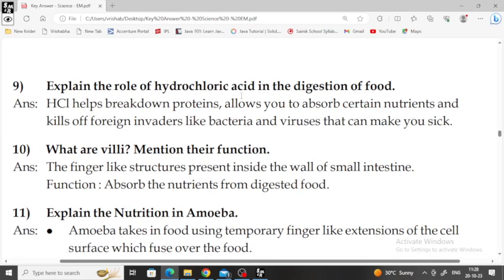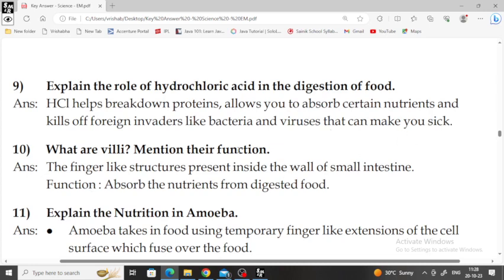Explain the role of hydrochloric acid in the digestion of food. Hydrochloric acid helps in breakdown of proteins, helps absorb certain nutrients, and kills foreign invaders like bacteria and viruses that can make us sick.